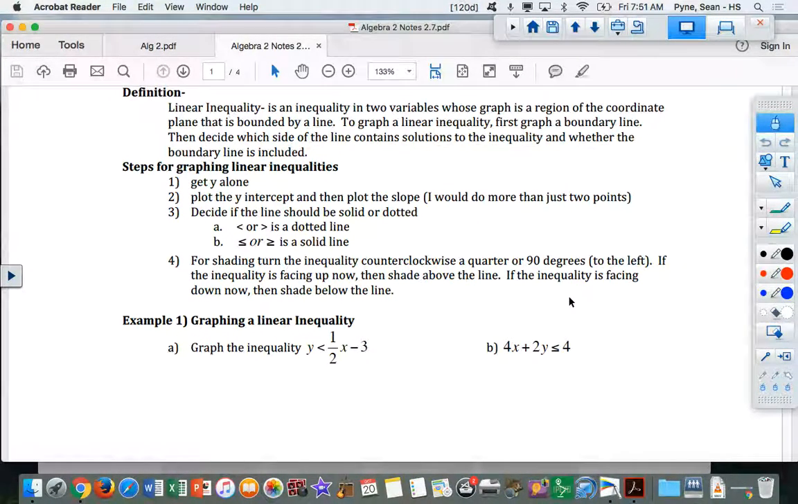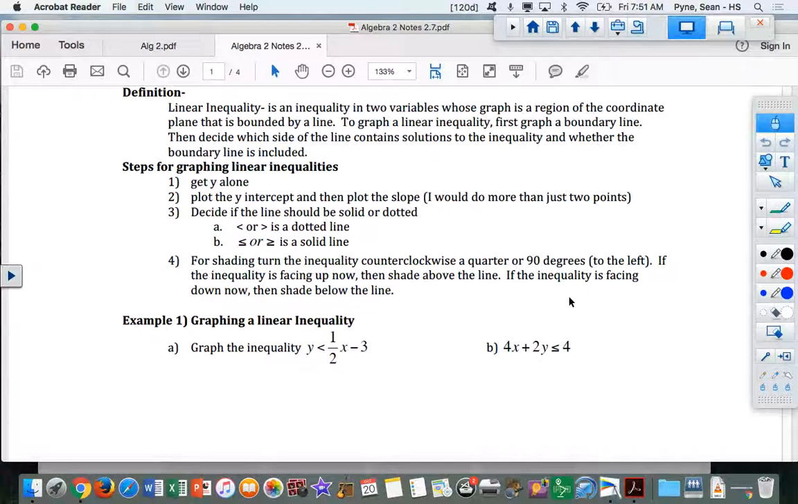Guys, I'm going to go through explaining how to do this exactly. I'm going to show you the way that I solve this. Some people do it by testing values. I do it a little differently. I like my way. So first thing you're always going to have to do is get y alone.